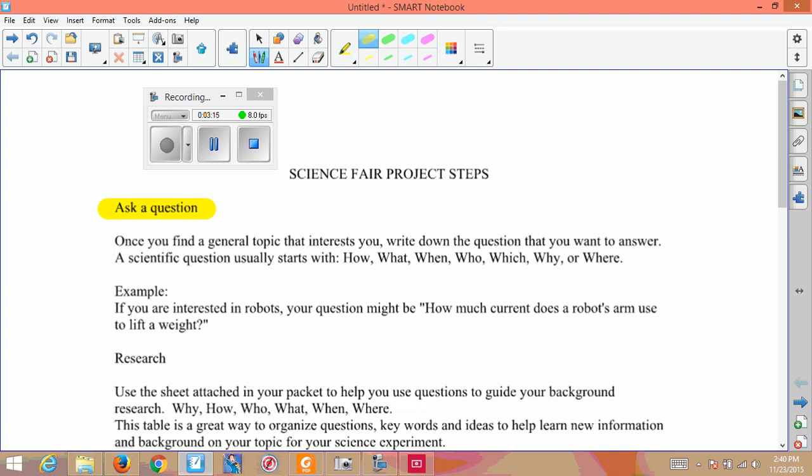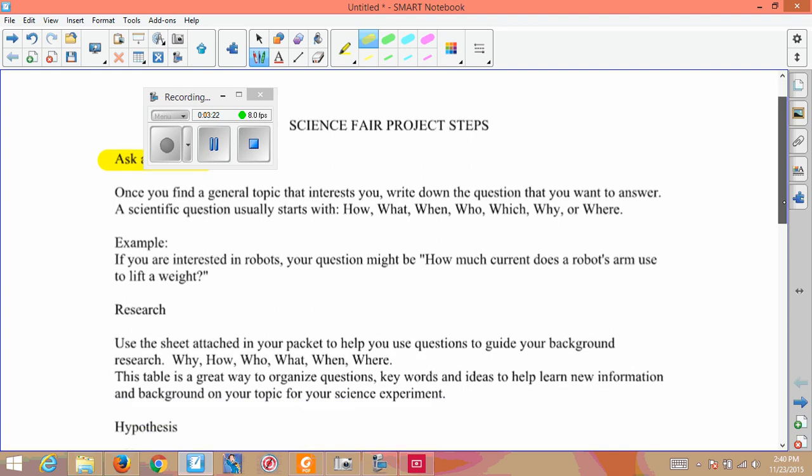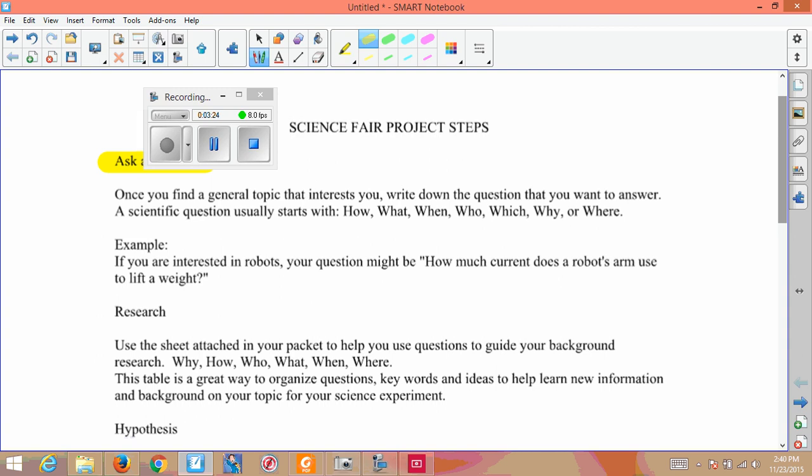You might be interested in cooking, so maybe you test a different way of cooking rice. Maybe you test a different way of making cookies. Just be careful with some of these experiments because some of them may be below your grade level. So make sure you're doing something that is at your grade level.